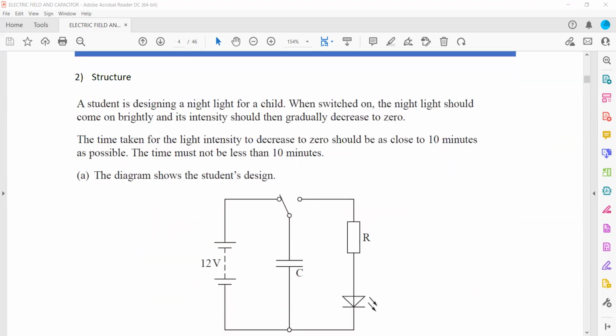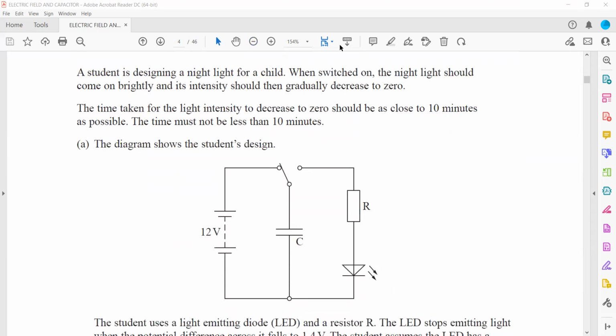In question 2, a student is designing a night light for a child. When switched on, the night light should come on brightly and its intensity should then gradually decrease to 0. So this is the design of the circuit.